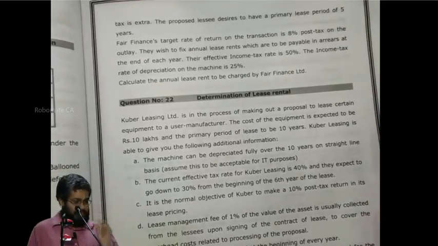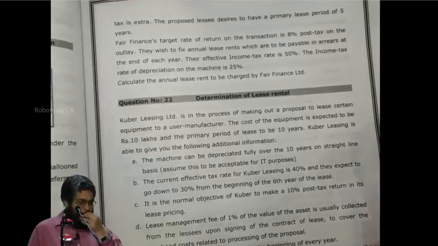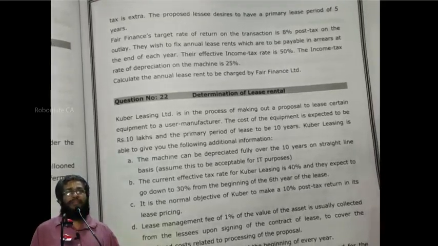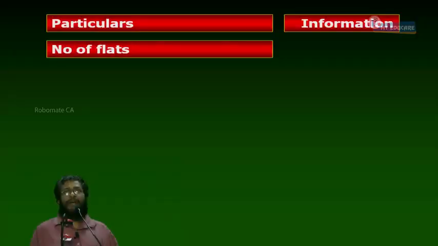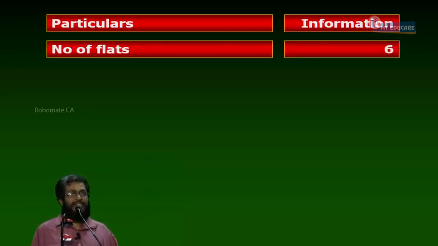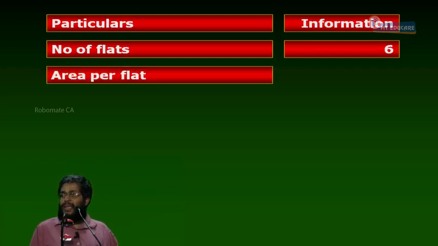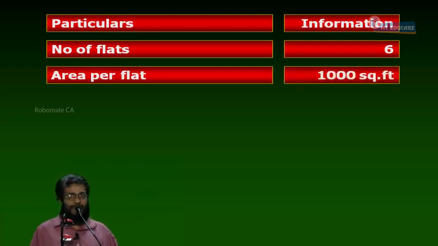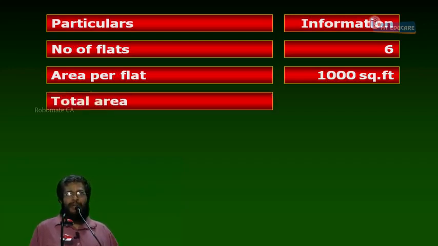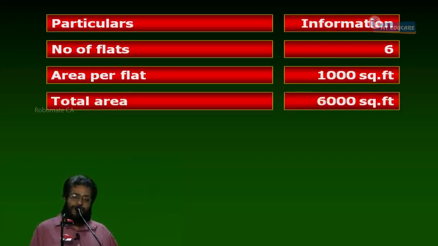Particulars, information. First, number of flats. How many flats am I going to construct and give to the embassy? 6. Area per flat. Every flat is having how many square feet? 1000 square feet. Number of flats 6, area per flat 1000 square feet. The total constructed area is 6000 square feet.